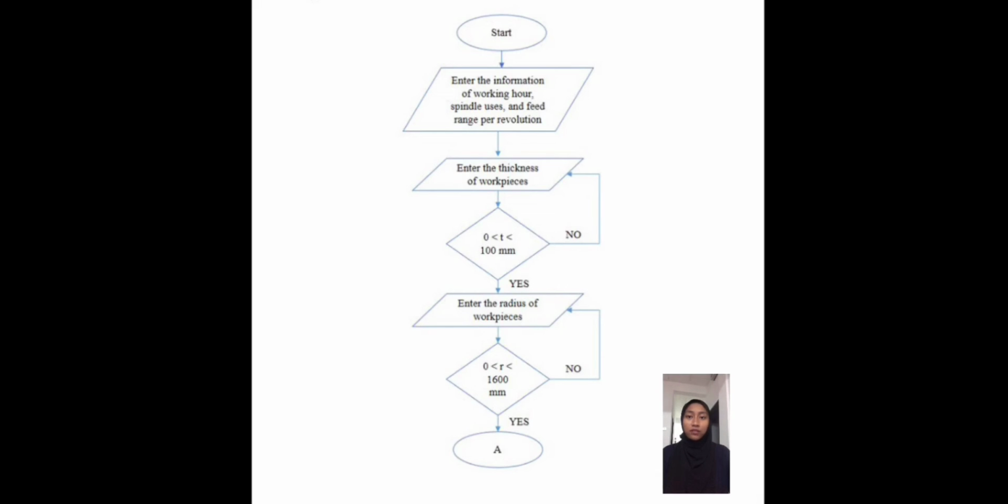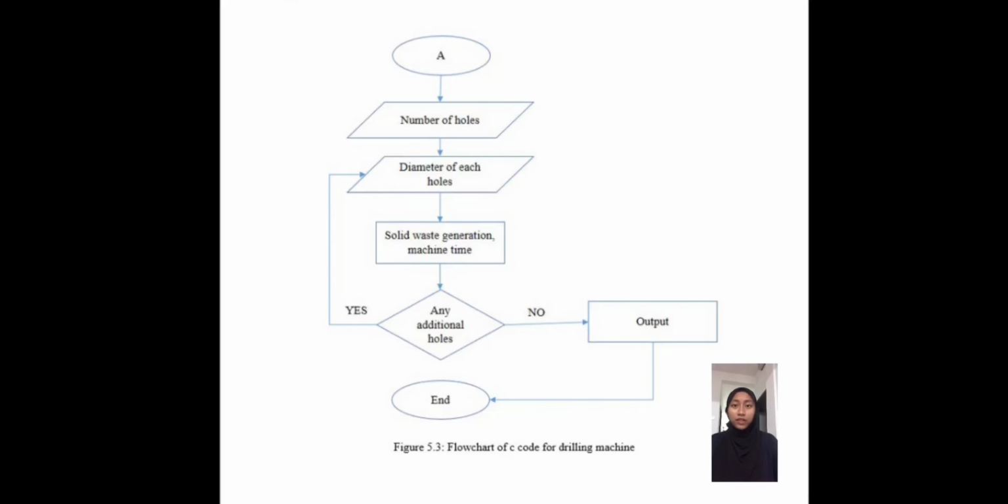Next, the user has to enter the value of the radius of the workpiece under the condition that the radius is between 0 to 1600 mm. Same goes for the radius. If it doesn't fit the condition, re-entering the value of the radius is required. After that, the user needs to key in the number of holes and the diameter for each hole to drill. Then it will show the outputs, which are solid waste generation and machining time.